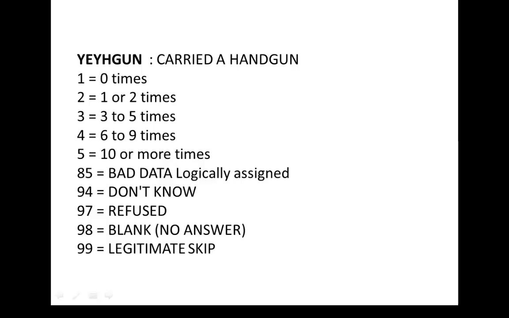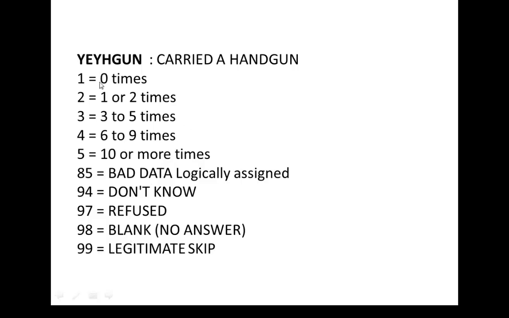This video will show you how to use RCommander to recode a variable. Here I have a variable, carrier handgun. It takes on several different values, 1 through 5, and some other coding for missing value and other things.